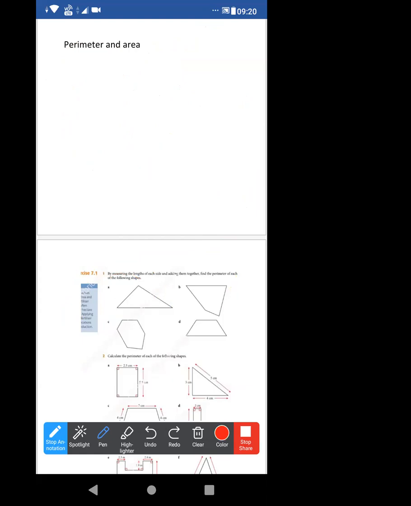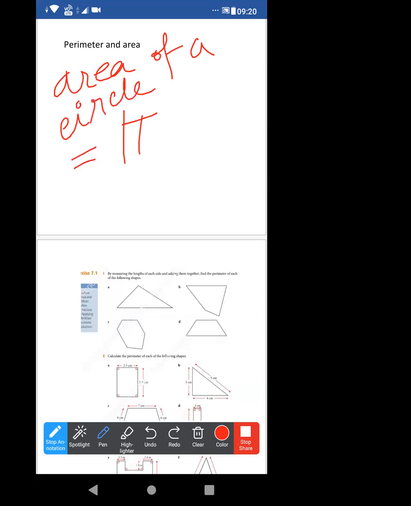Just write area of a circle. Just write the formula. Yesterday you have written the formula of circumference. If you have not written, then today also write. Pi r square. Square unit or unit square? Square unit.